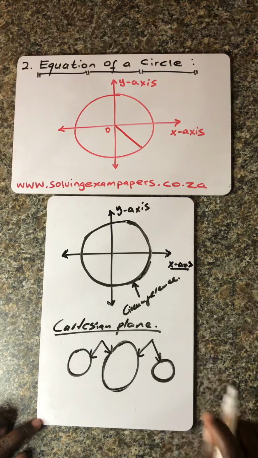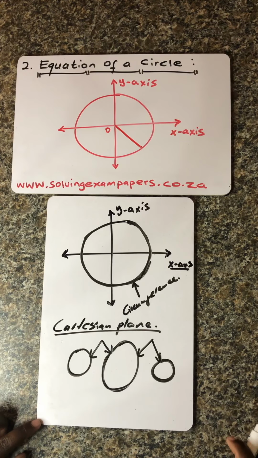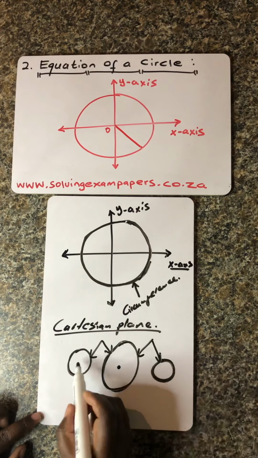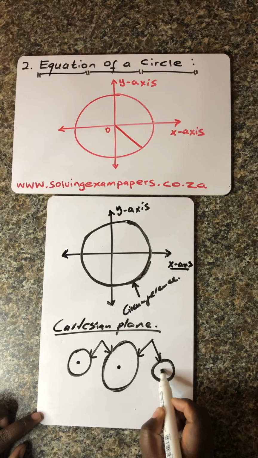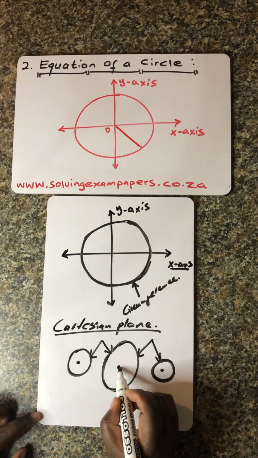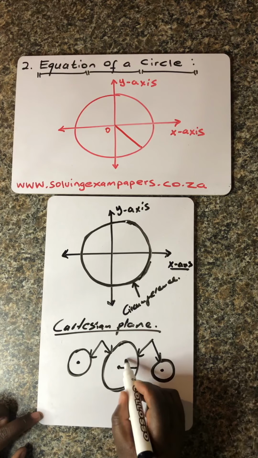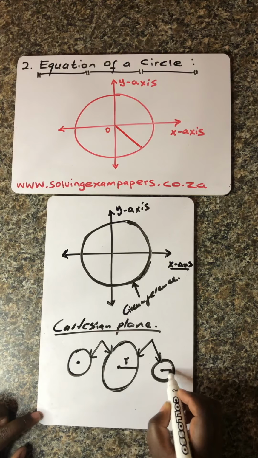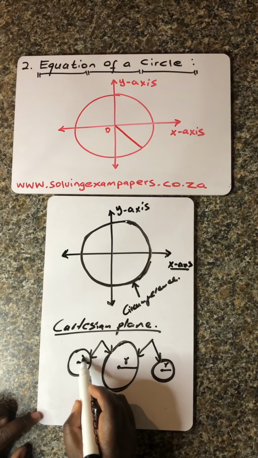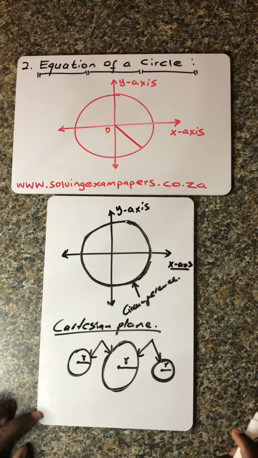Obviously, we know each and every circle has got a center. Very, very much important, ladies and gentlemen, that you take into account that each and every circle has got a center. Since a circle has got a center, it obviously means it's going to have a radius, ladies and gentlemen.